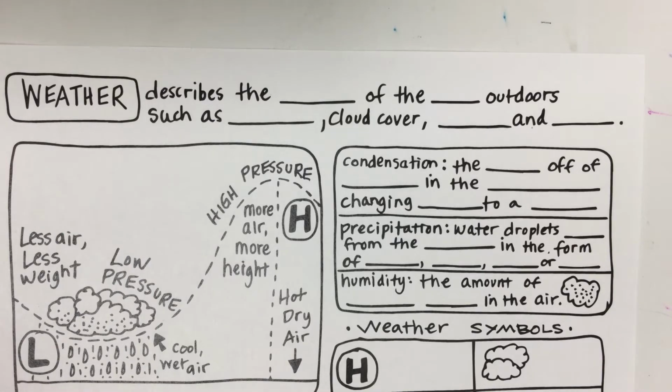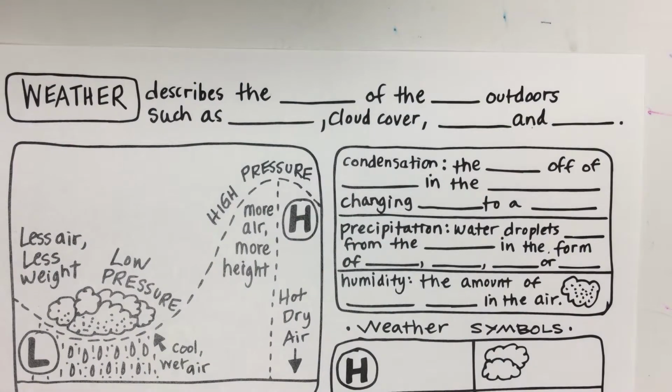In this video, we will be discussing the difference between weather and climate. Weather describes the condition of the air outdoors using things like temperature, wind speed, and rainfall.